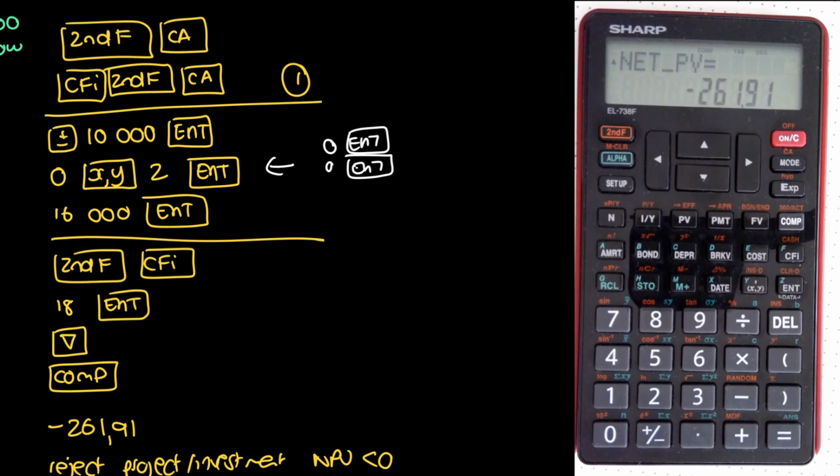And this gives us minus 261.91. Now, the negative PV says we're going to reject the project because we would have to invest an additional 261 Rand and 91 cents into the project.